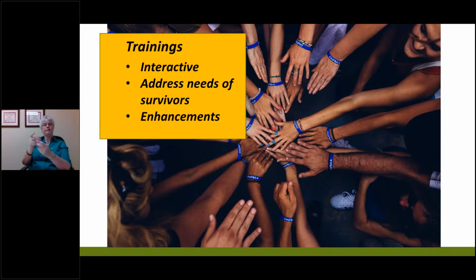And the training was interactive. I would present a scenario where you had a deaf or hard of hearing survivor, and so they were able to work through that. And then there were some informational aspects that were provided as well, and differences between deaf people, hard of hearing people, and the different needs that they had. So they were able to take all those things into consideration.